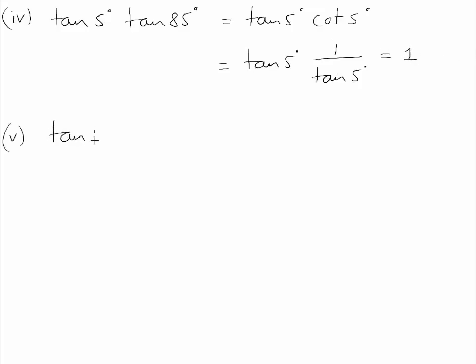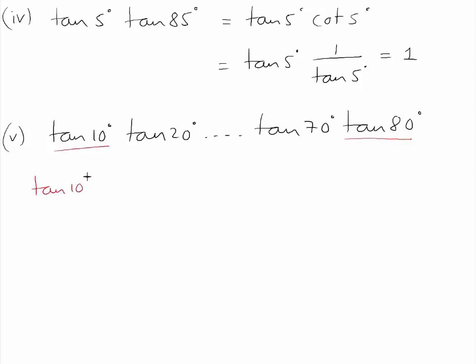The next is tan 10° multiplied by tan 20° multiplied by tan 30°, and so on to tan 70° multiplied by tan 80°. Let's say we need to simplify this. Just like we did before, we will make pairs of the terms which have complementary angles. Tan 10° multiplied by tan 80° will be tan 10° times cot 10°, and just like we did previously, this will become 1.